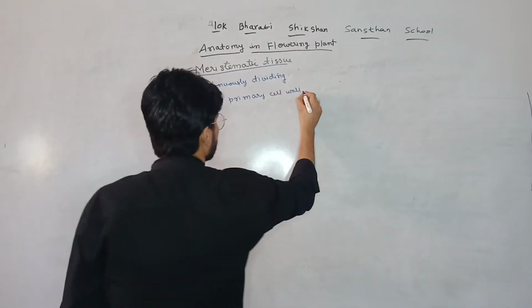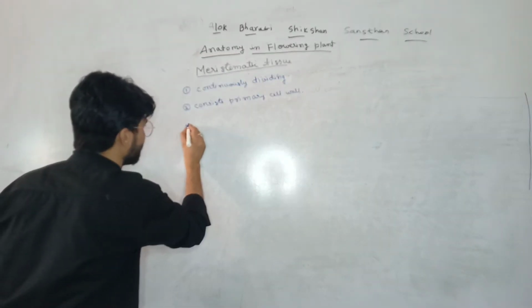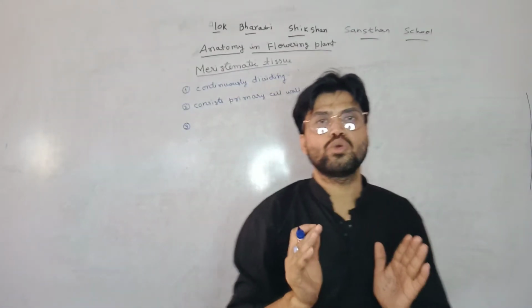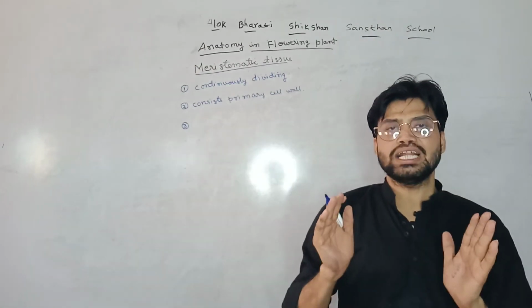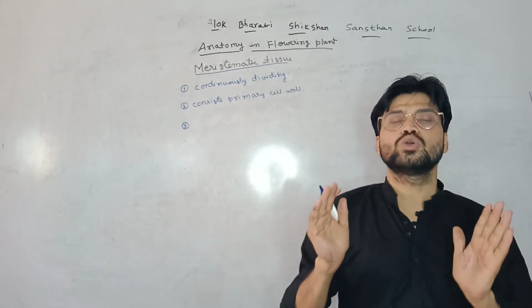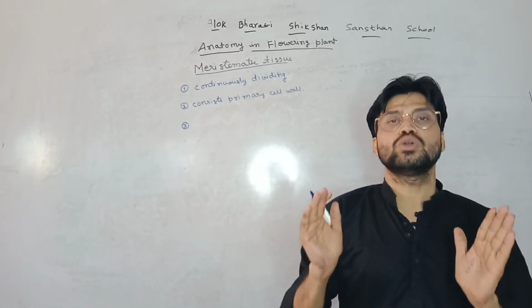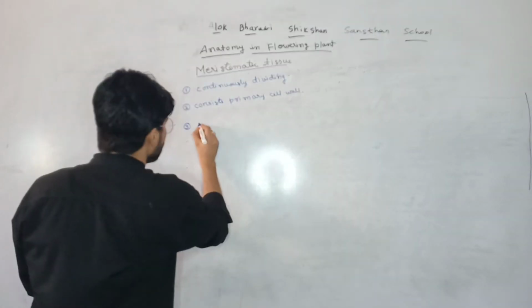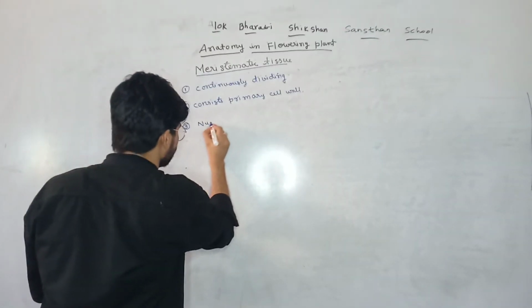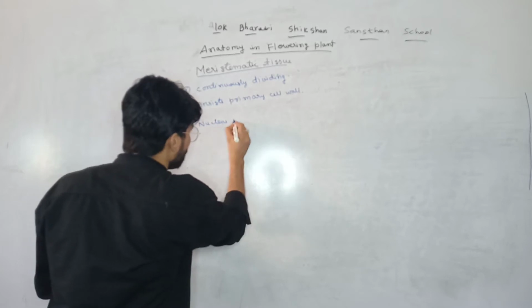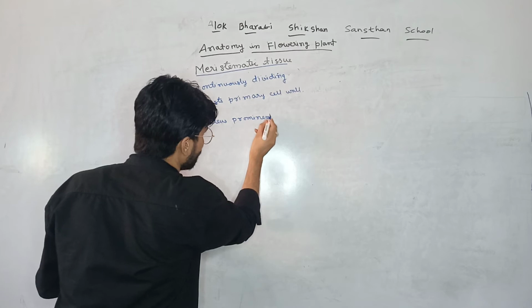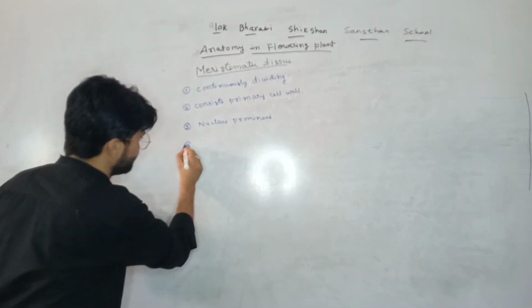After that, my dear students, the third characteristic is that the nucleus is prominent. This nucleus helps in doing the cell division in a very simple way. So here the nucleus is also prominent.